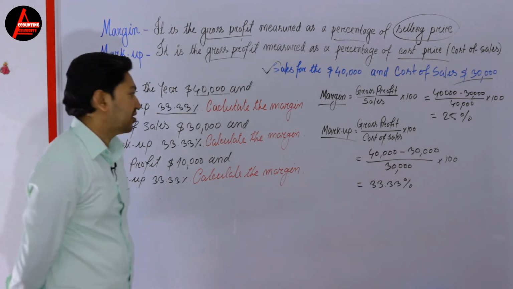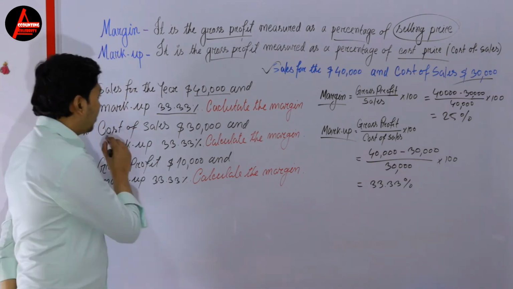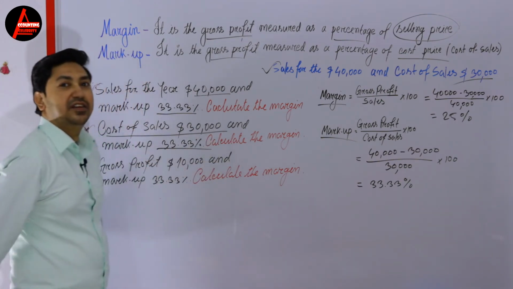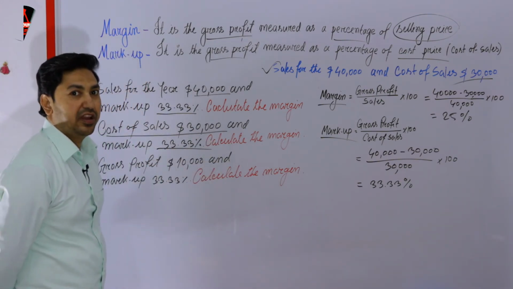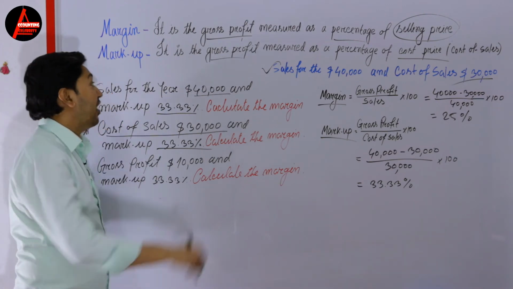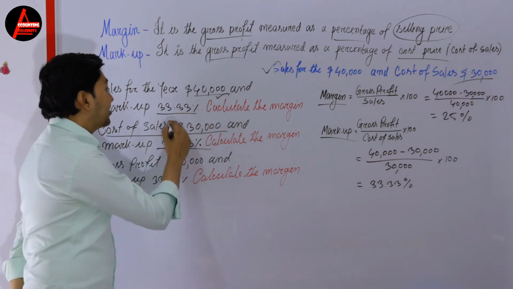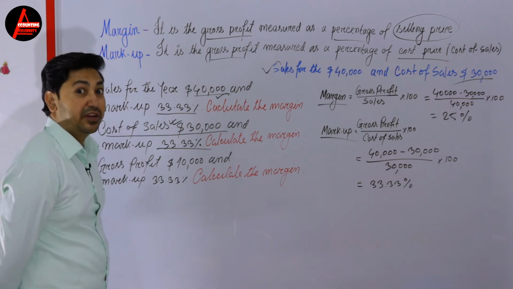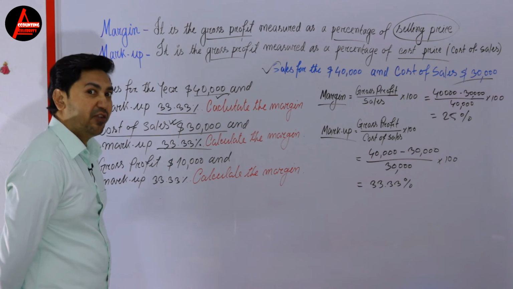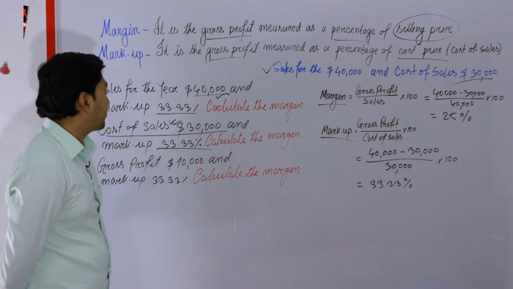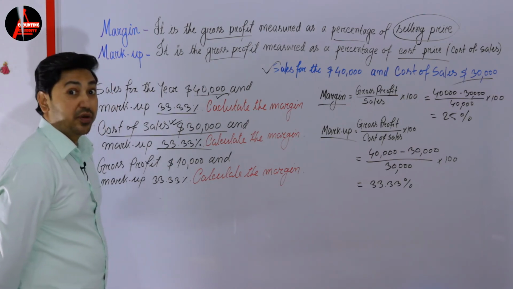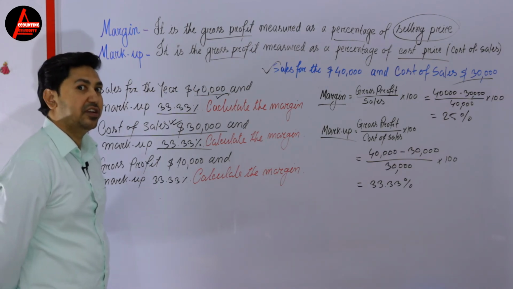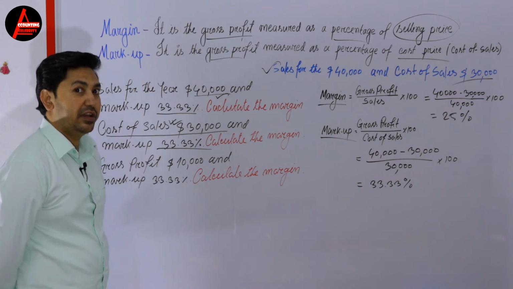Think, it's your homework. Okay, look at the next one. Cost of sales is $30,000 and markup is 33.33%. So previous one you had sales and this one you have cost of sales. So I said different times, questions come in different ways. So here you have cost of sales, no gross profit, no sales, but you need to calculate the margin. Okay, it will be very tricky.